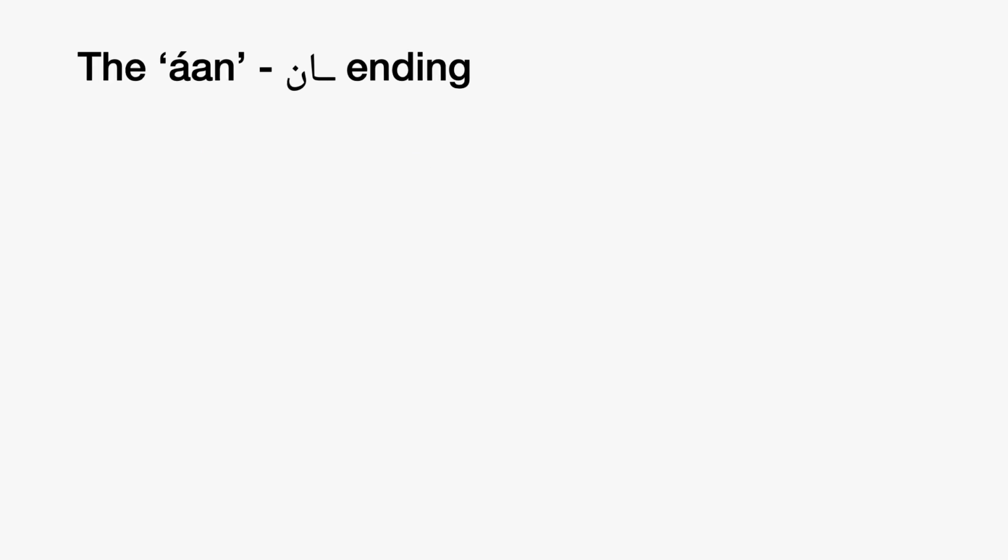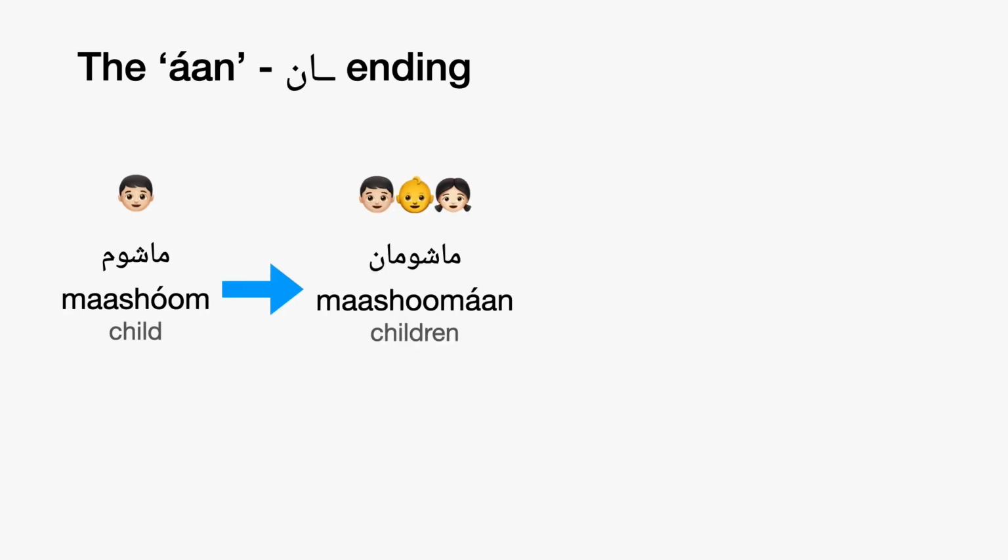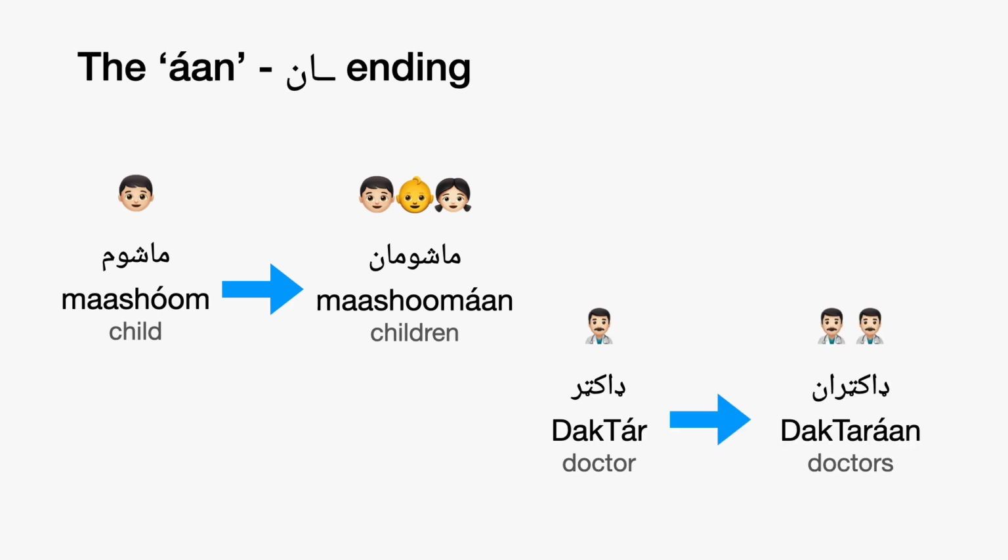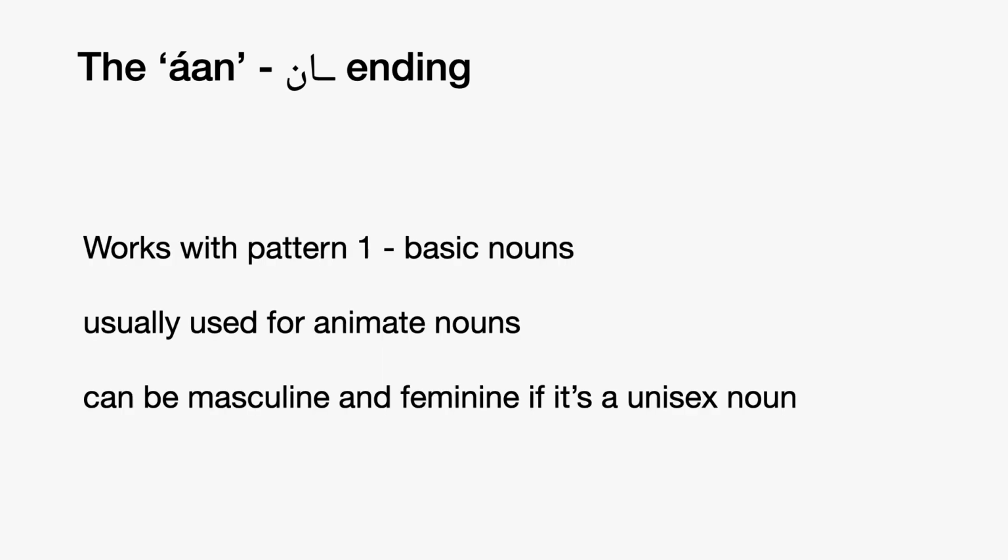Another ending you'll see is the an ending. For mashum is a male child. If we make it plural, it's mashuman using the an ending. Daktar is a doctor. If we add that ending, daktaran for doctors. So this an ending works with pattern 1 basic nouns, nouns that are ending in a consonant or a schwa on the end, and it's usually used for animate nouns, so for living things, animals or people.